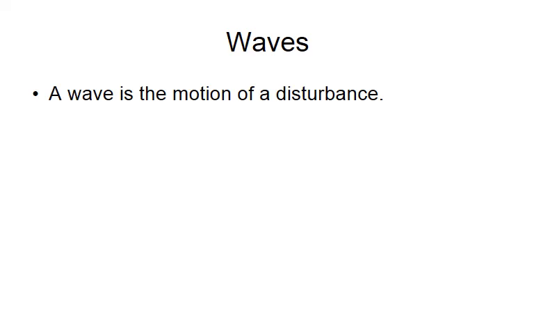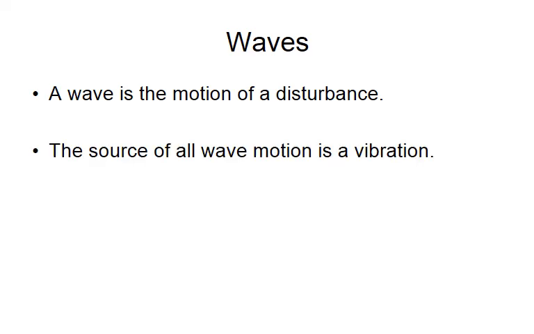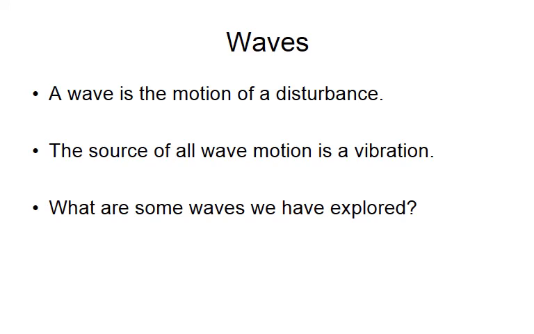So waves are a motion of a disturbance, and we talked about this in our waves section. The source of all wave motion is a vibration. So we're disturbing a medium. At least up to this point, we've looked at things disturbing a medium like air or water or a slinky or a string, a lot of different material things. So, we've looked at a lot of different kinds of waves.